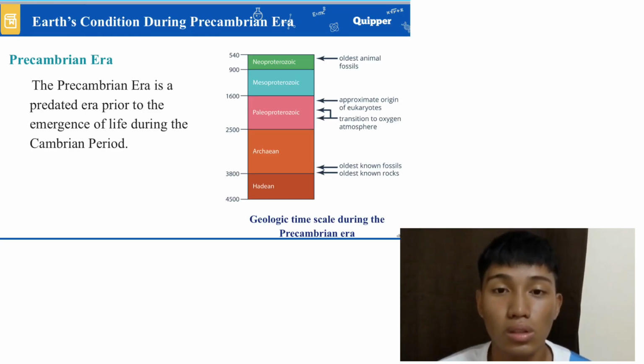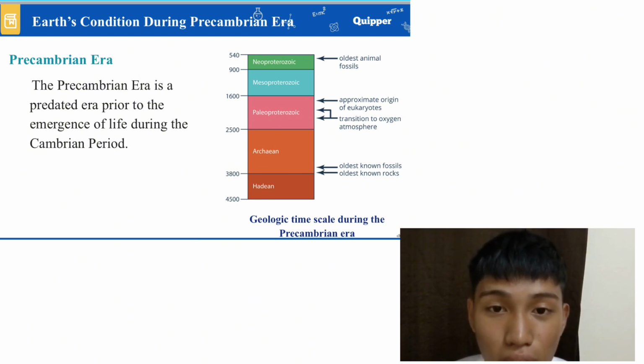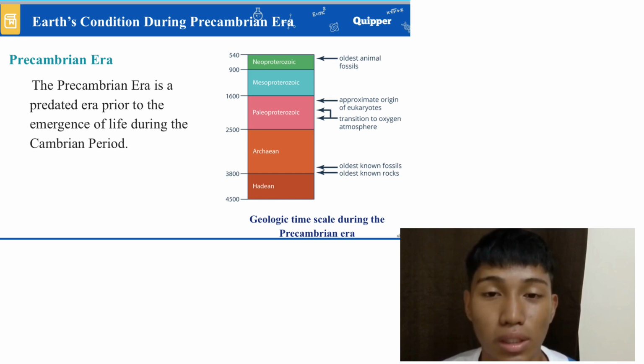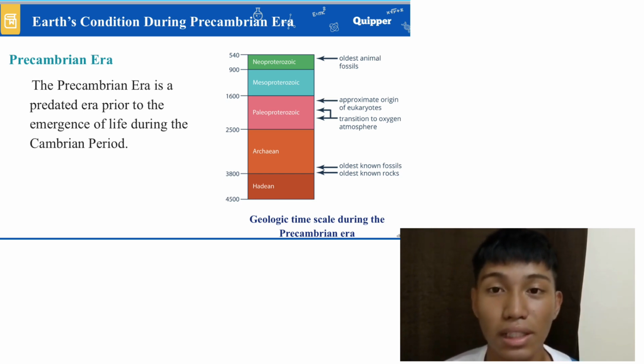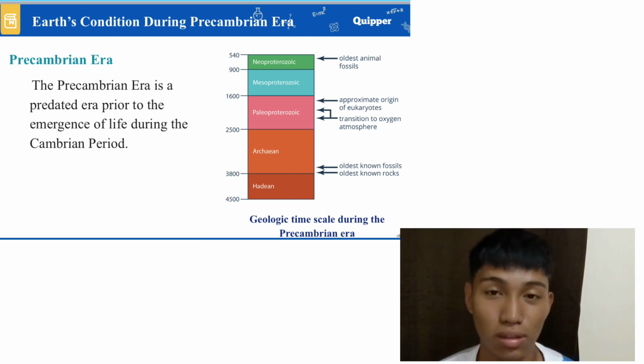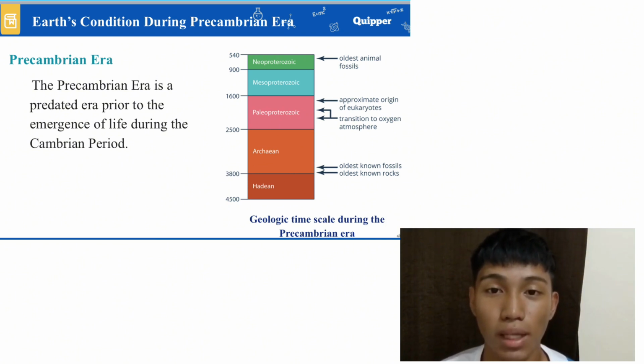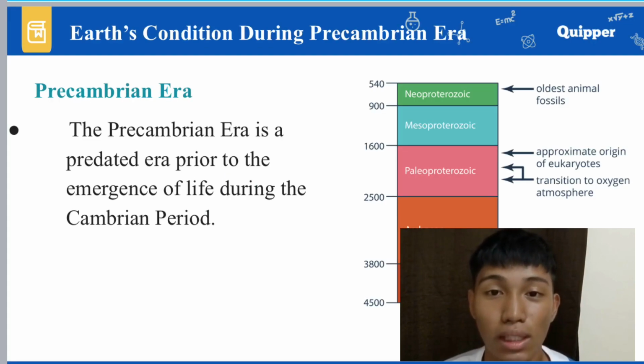So, the Precambrian era is the era prior to the emergence of life during the Cambrian period. Starting with the Precambrian period, the earliest known era in the Earth's history, we find the dawn of life as we know it. Evidence found in the Precambrian rocks provides us with clues about the first stirrings of life on our planet. It was during the later part of this era that the first multicellular organisms appeared and sexual reproduction began to take shape.